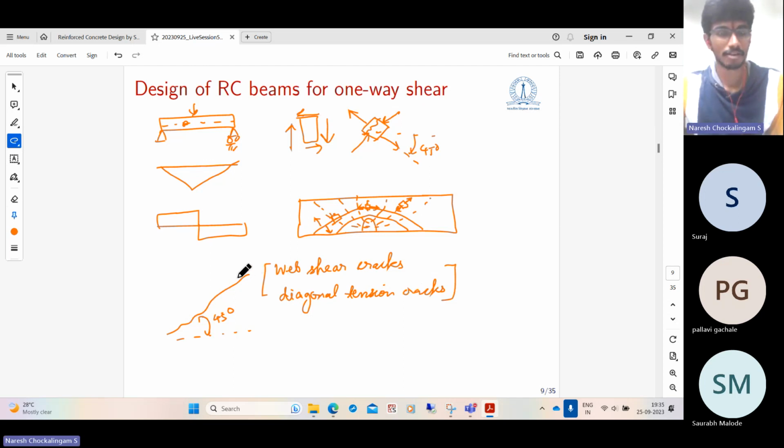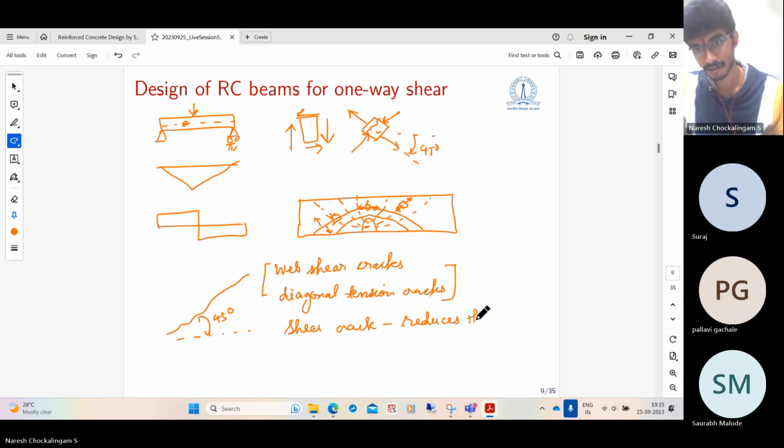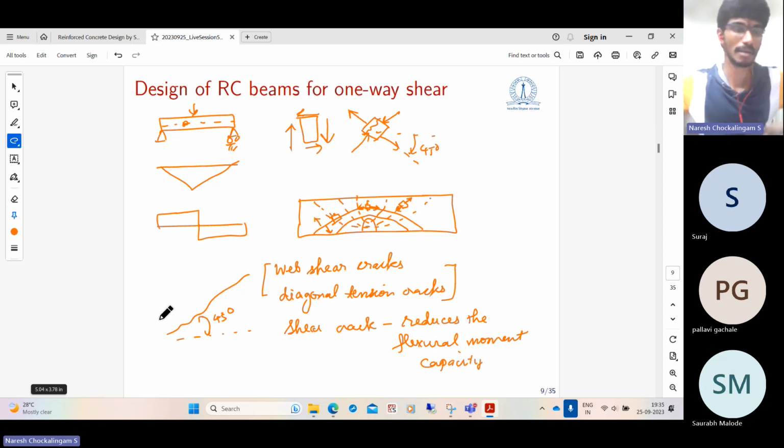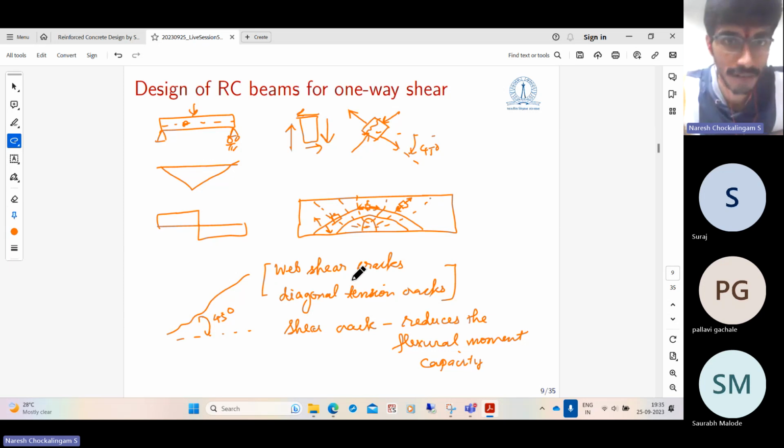So the crack itself will not cause the beam to collapse because we have provided sufficient tensile reinforcement, but shear cracking reduces the flexural moment capacity. So once cracks are formed like this, that itself will not cause the beam to collapse, but that will reduce the flexural moment capacity of the beam. So the beam can collapse under flexion. So that is why it is important to design reinforced concrete beams under shear.